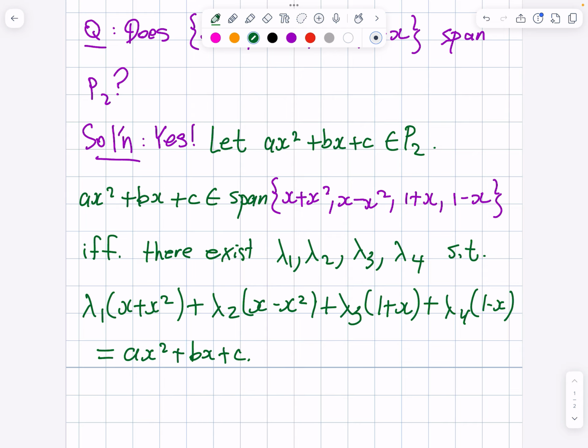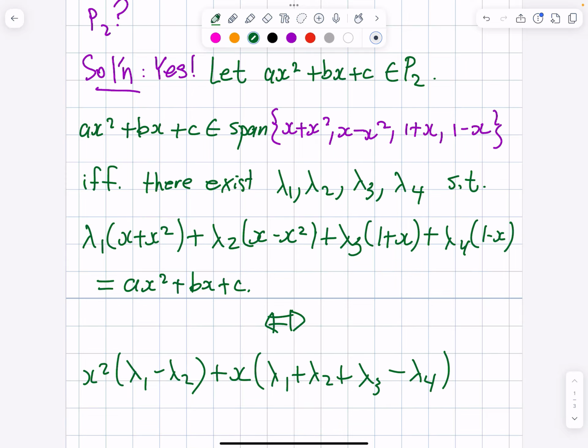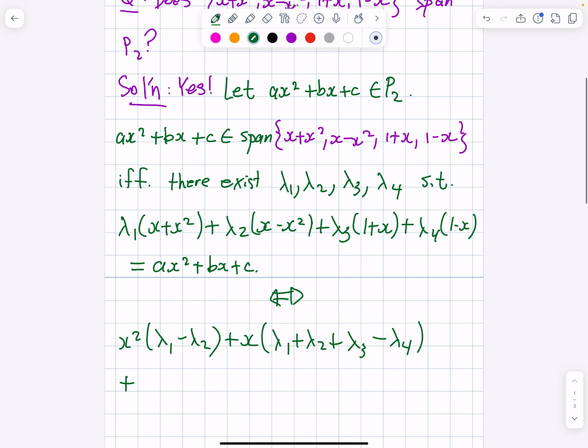Okay, and so let's just collect like terms in this polynomial. Collect all the x squared terms: we get x squared times (lambda 1 minus lambda 2), and that's all. Then collect our x terms: we get lambda 1 plus lambda 2 plus lambda 3 minus lambda 4. And finally our constant terms are going to be lambda 3 and lambda 4. Of course, we're setting this equal to ax squared plus bx plus c.